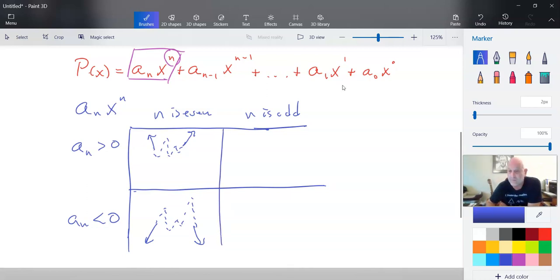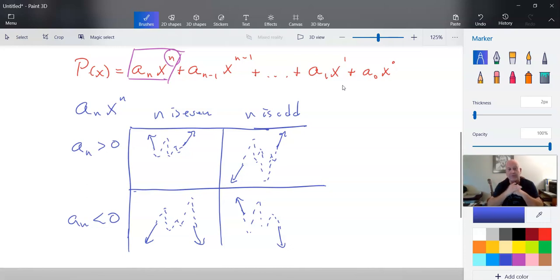Now, if n is odd, well, if the leading coefficient is positive, it goes up to the right, down to the left. And again, it could be doing anything in between here. Right? They could go all over the place. If the leading coefficient is negative, this swaps. Right? And so it just switches the orientation of what's going on. And so that's where we start.